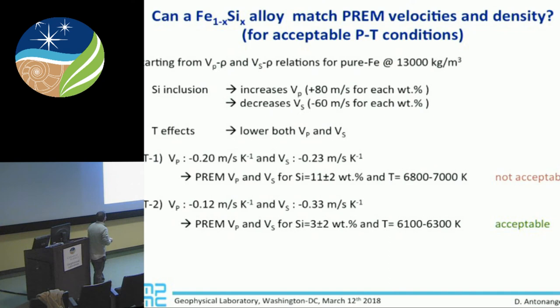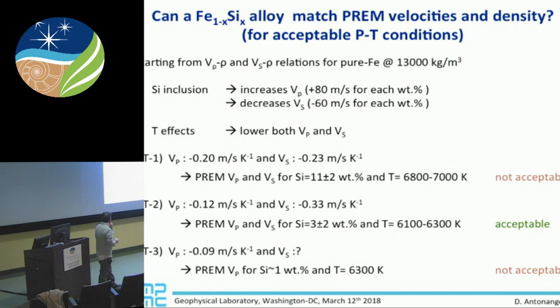The other thermal model is the one using the thermal effect from calculations of pure iron and iron silicon alloy with low silicon content. In this case, we can match PREM VP, VS, and density for an alloy of about 3 weight percent silicon and temperature around 6200 Kelvin. We do not have an experimental equation of state for this alloy yet, but ab initio calculation suggests that this alloy has this density in acceptable pressure range, and in qualitative agreement with the fact that we have references on pure iron and iron with silicon weight percent, which makes this solution potentially acceptable.